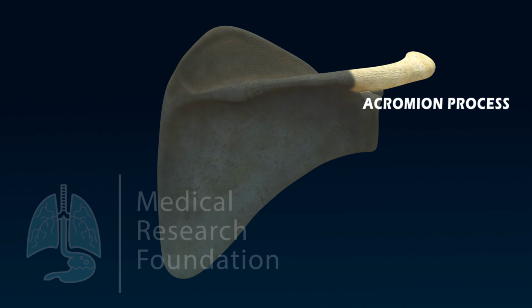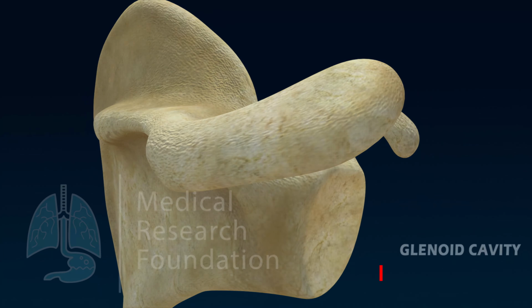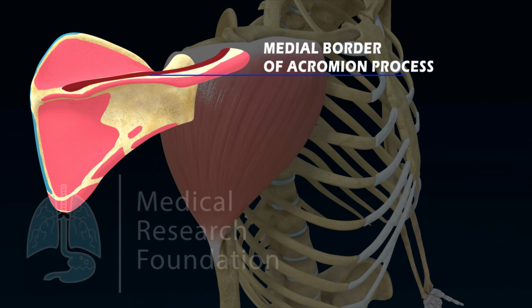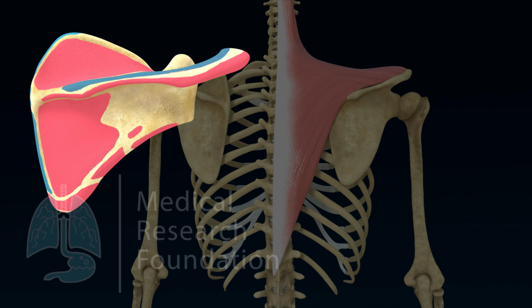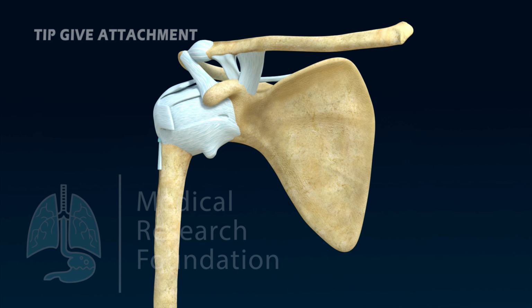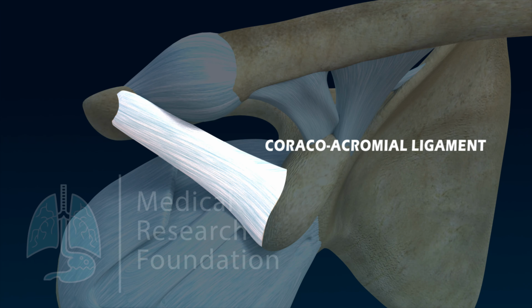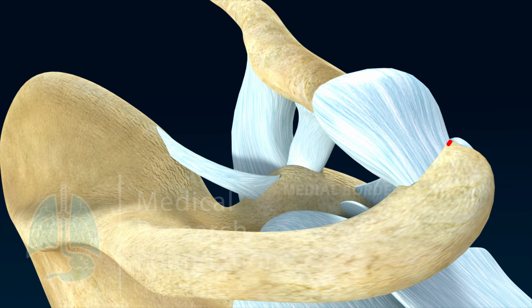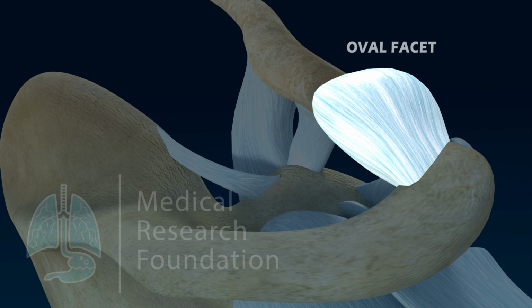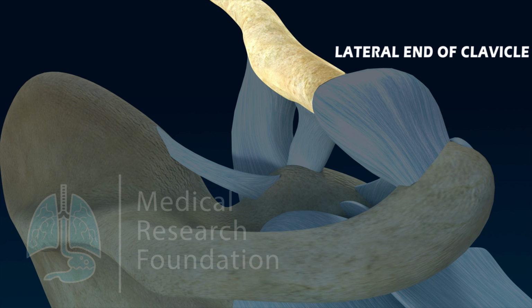Acromion process. Lateral end of spine extends laterally and flattens to form acromion process, which overhangs glenoid cavity. It presents medial and lateral borders, tip, dorsal, and inferior surface. Lateral border gives attachment to deltoid muscle. Medial border of the acromion process gives attachment to trapezius muscle. Tip gives attachment to coracoacromial ligament. Medial border anterior part presents an oval facet, which articulates with lateral end of clavicle.